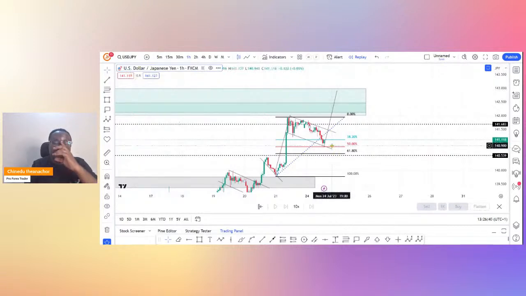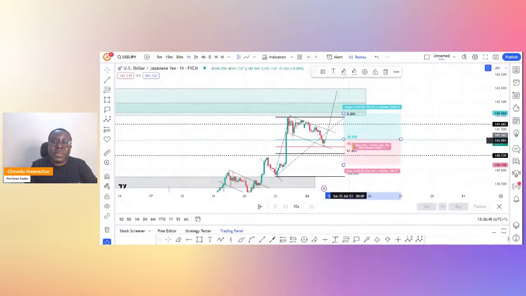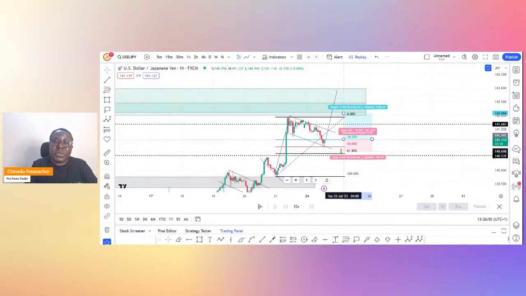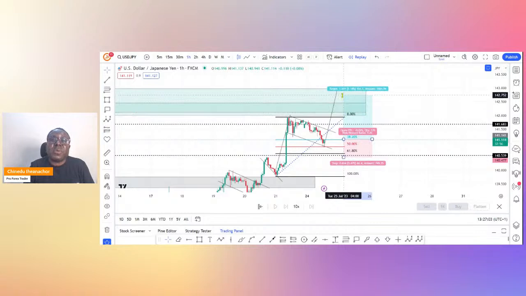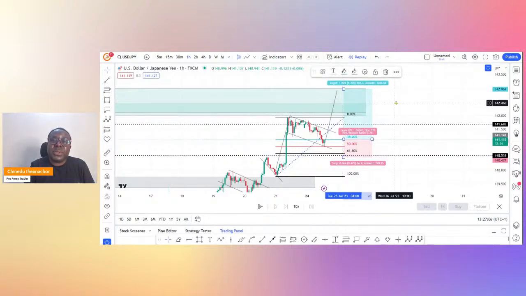So far, now I can tell you if I'm to take any trade on this, I'm going to buy instead of selling. I feel the correction is over. It didn't get into the 61.8%. Peradventure it gets in there, we can make some allowances for our stop loss and push into this zone.